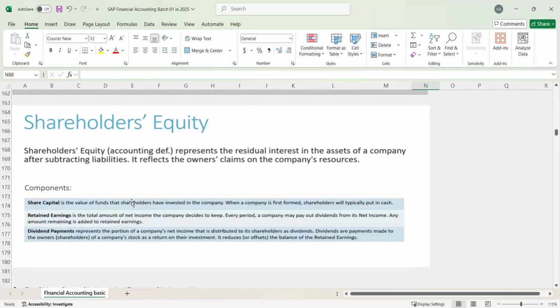So let's leave that and go to your shareholder equity. We said shareholder equity represents the residual interest in the assets of the company after subtracting the liability. Remember we did some arithmetic where we said assets equal equity plus liability. Now we need to get your equity. You simply transform the equation to say equity equals what? Assets minus liability. That's when you transform the equation, you get your equity. So after subtracting liability, it reflects the owner's claim on the company resources.